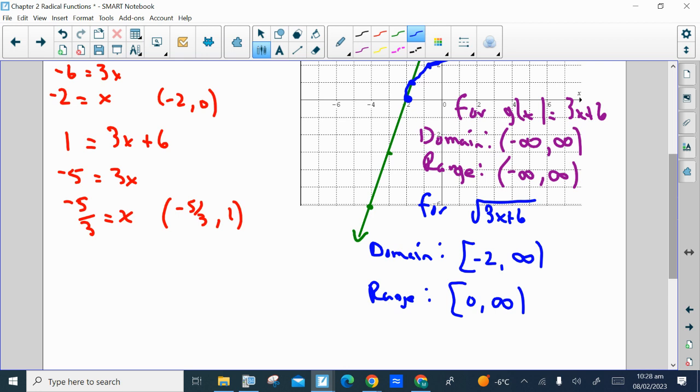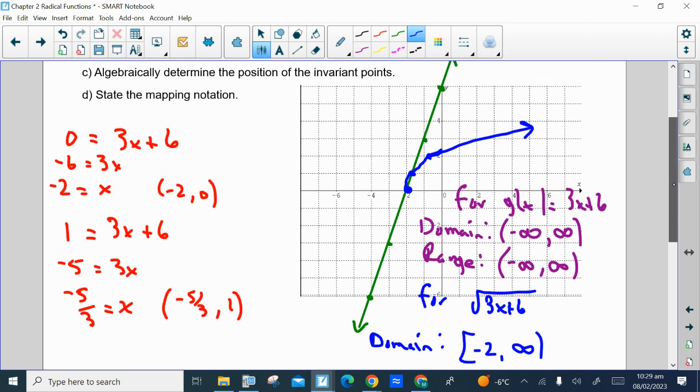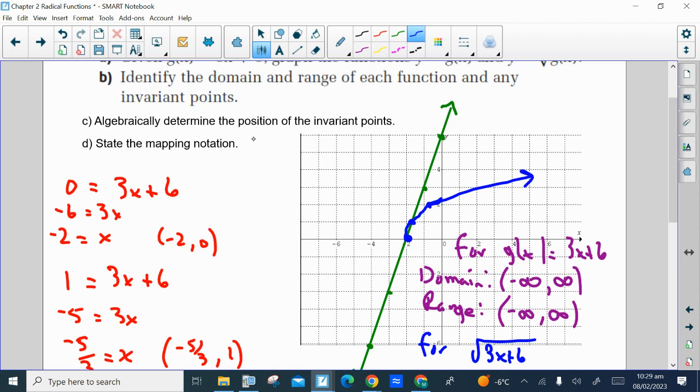Remember, the radical function is not valid when f of x is negative, when the original graph is below the x-axis. You will not get values for the square root function because you cannot take the root of a negative number. And remember, we're taking the square root of all the y values, so it won't work where y is negative. The mapping notation is the same as what it was on the previous question. You're taking the square root of all the y values. So there's the mapping notation.